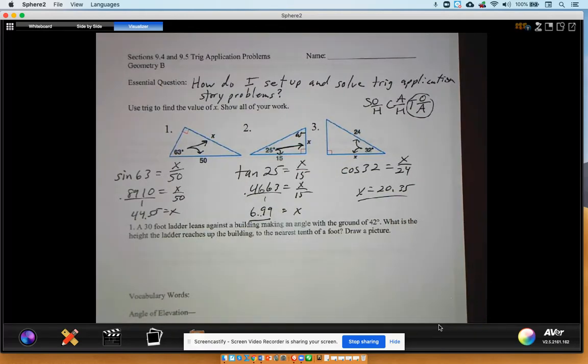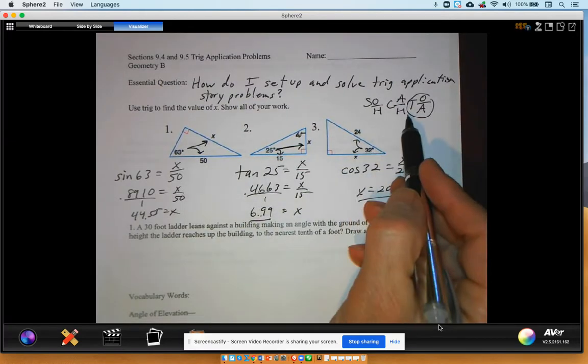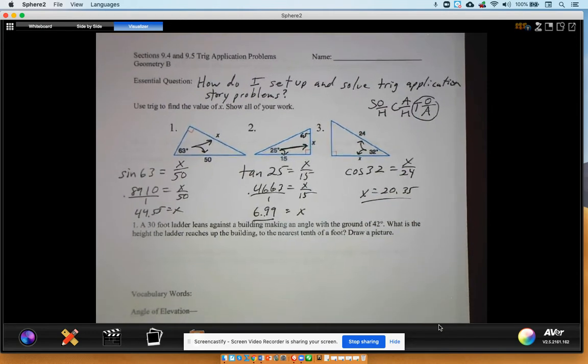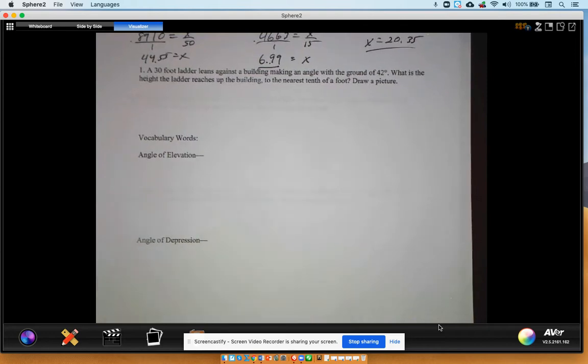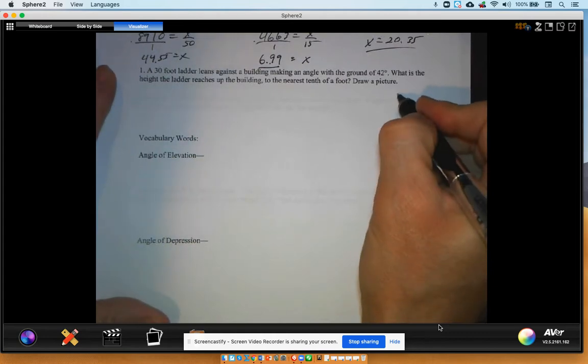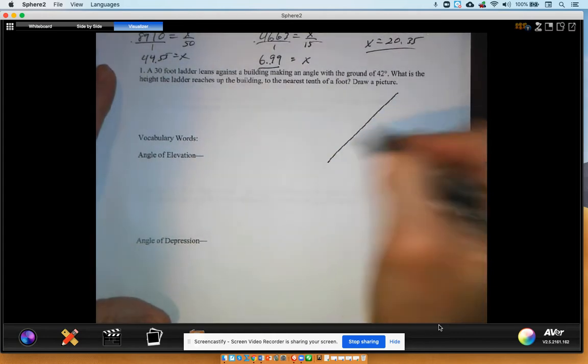All right, now you have a quick SOHCAHTOA review. Now we're still going to use SOHCAHTOA. Today is just going to set up story problems. So you may see a story problem like this. We have a ladder leaning against a building that makes an angle of 42 degrees with the ground. The trouble with these problems, you got to be able to draw them. If you can draw them, you are ready to go for SOHCAHTOA.